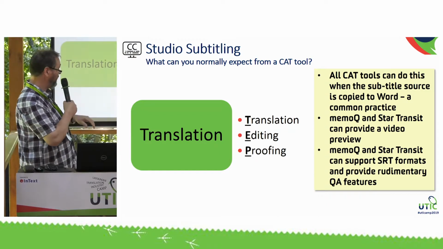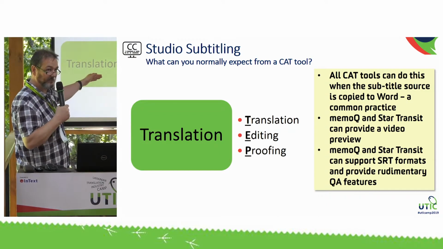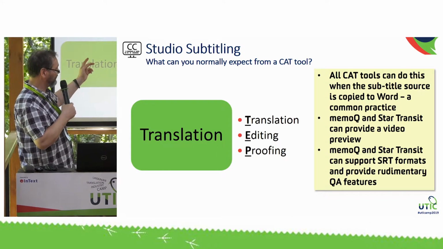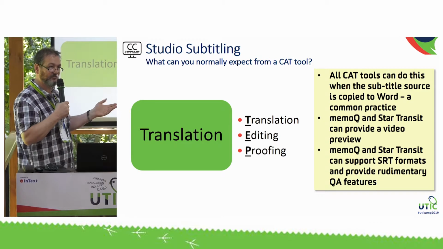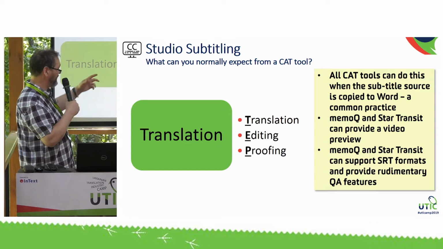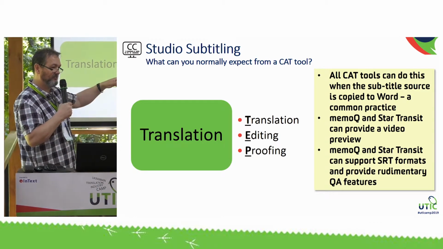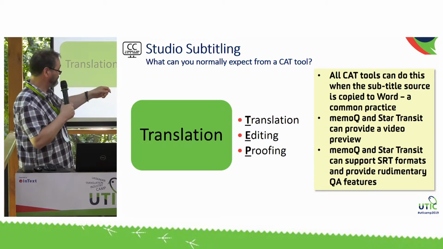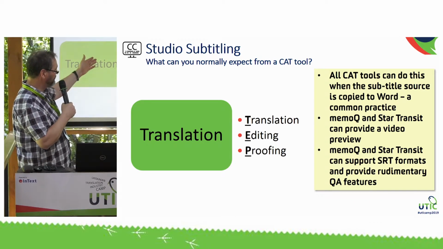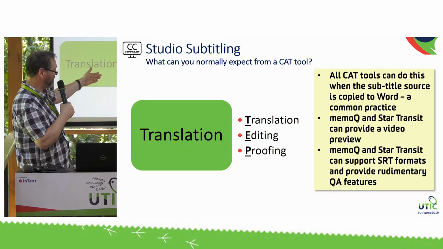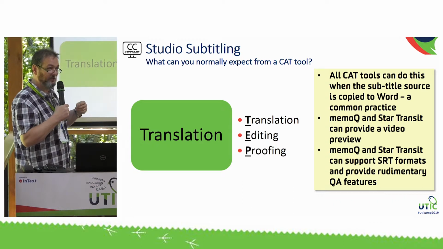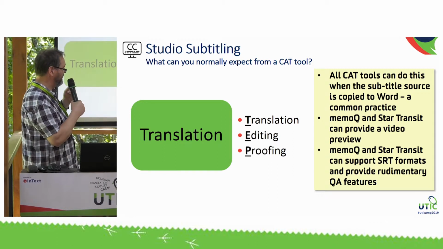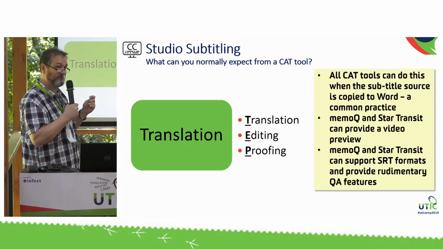a CAT tool only deals with the translation, editing, and proofing. That's all you'd get. All CAT tools pretty much can do that when the subtitle source is copied to Word, and you can use tools like Tortoise Tagger and things like that to be able to tag up all of the different tags and things that would be in a Word file when they copied a subtitle file to it and just translate the text. Some tools, MemoQ, Studio, Star Transit, can handle SRT files. So you could open an SRT file and handle that. But none of them can really properly take consideration of the time codes.